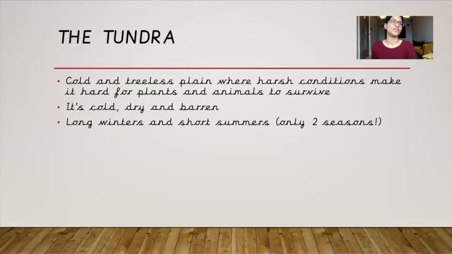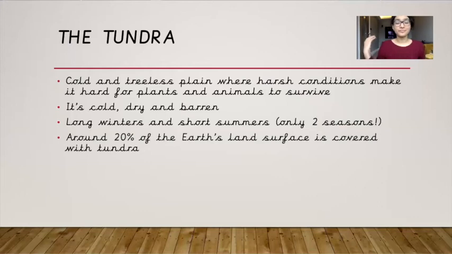What's that as a fraction? That's 2/3 of the whole year. That's crazy. That's a long, long time. There are more winters than there are summers. It's a very, very short summer, but you don't have spring and autumn like we do. Around 20% of the Earth's land surface is covered with tundra.